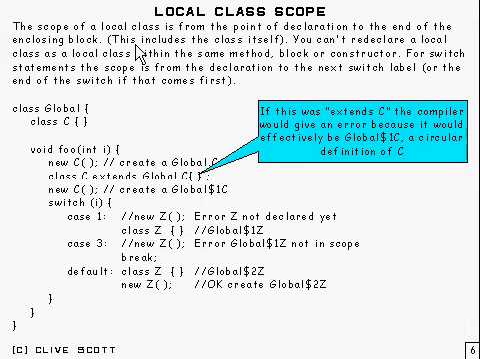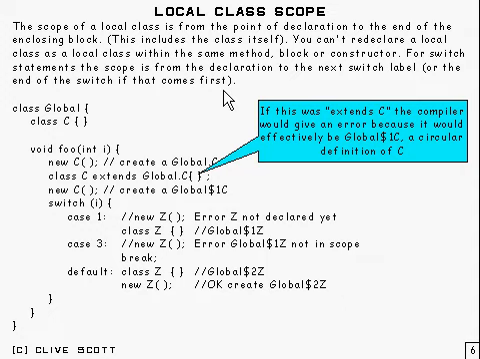You can only refer to a local class within the method, constructor, or block which declares it. And in fact, the scope may be smaller than that, because it runs from the point of declaration to the end of the enclosing block. Of course, it includes the class itself, and you can't redeclare a local class within the same method, block, or constructor. So you can't have 2 local classes with the same name inside a method, block, or constructor.